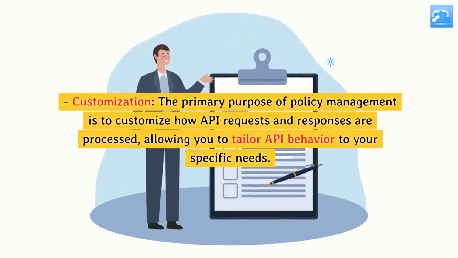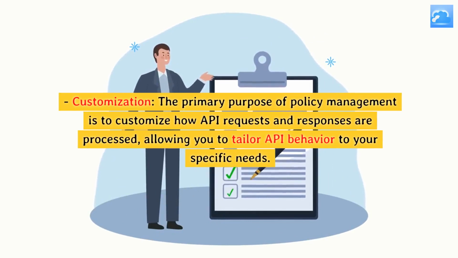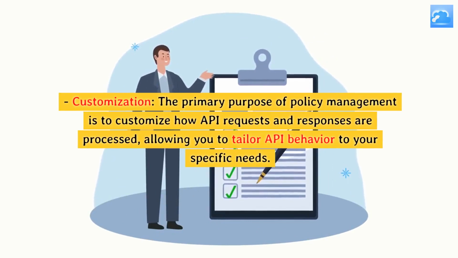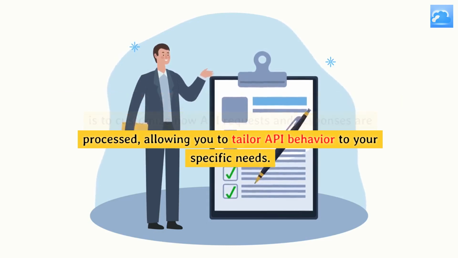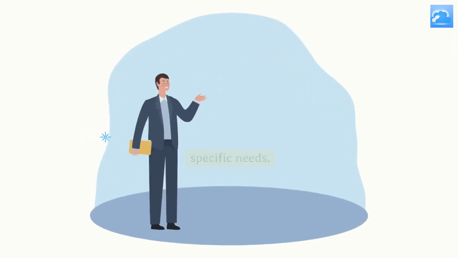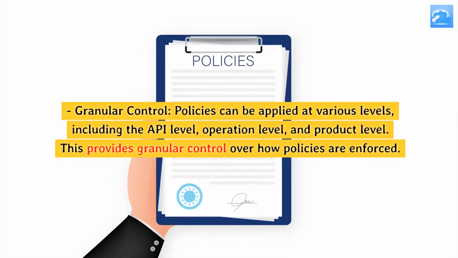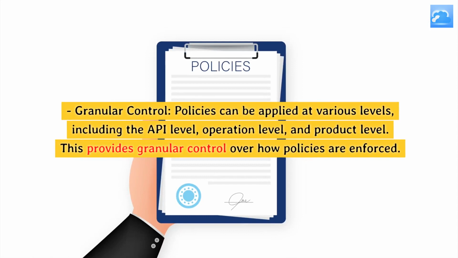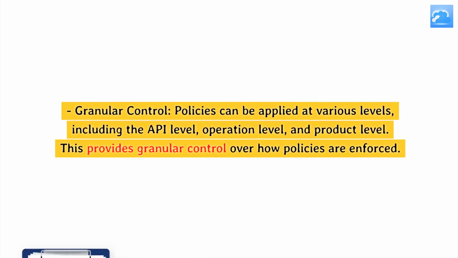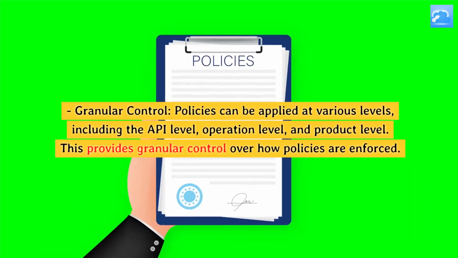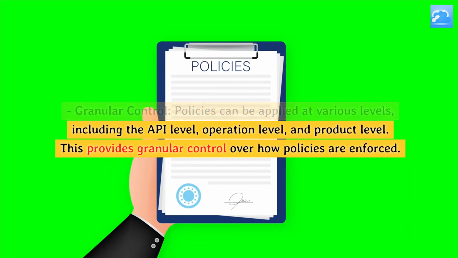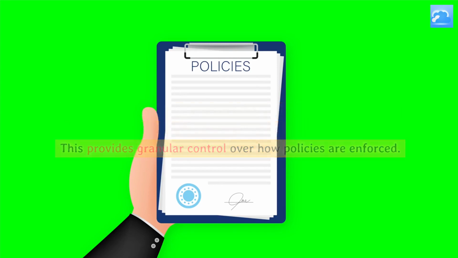Customization. The primary purpose of policy management is to customize how API requests and responses are processed, allowing you to tailor API behavior to your specific needs. Granular control. Policies can be applied at various levels, including the API level, operation level, and product level. This provides granular control over how policies are enforced.